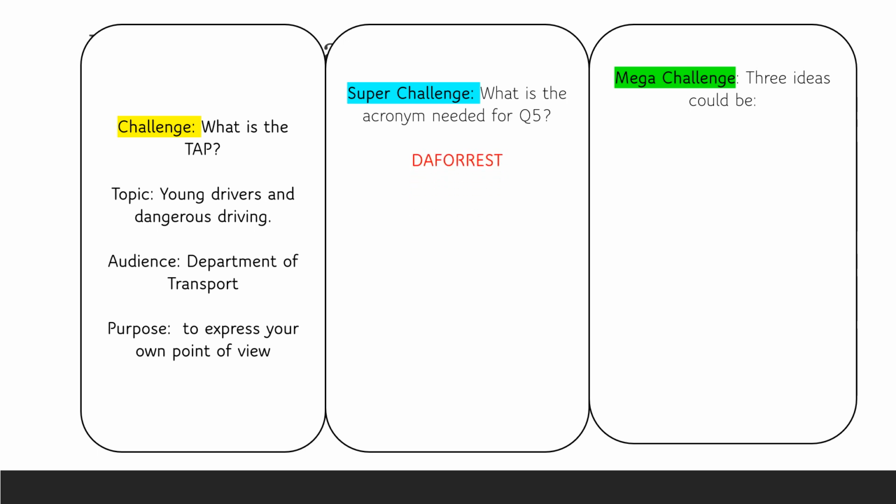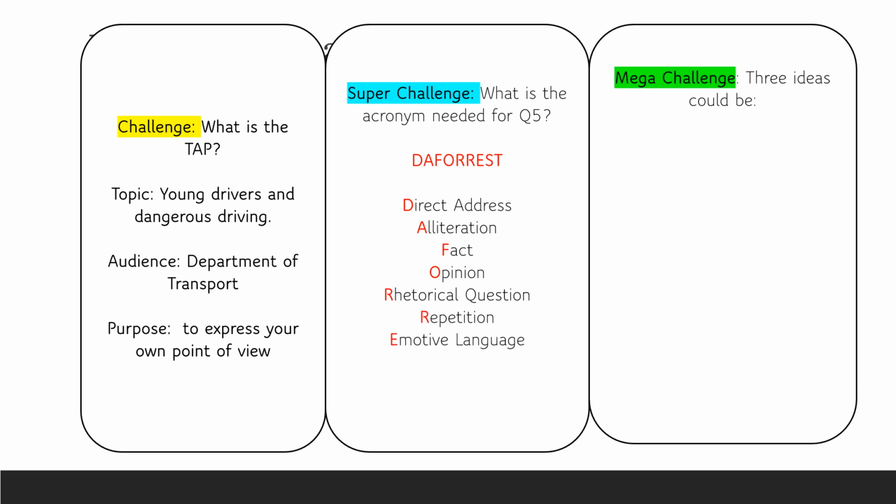And when you think about the acronym that we need now for the super challenge, it is of course the DeForest techniques. So first of all, we mean direct address. Secondly, we mean alliteration. We have facts, opinions, rhetorical question, repetition, emotive language, statistics, and a triplet or a group of 3.